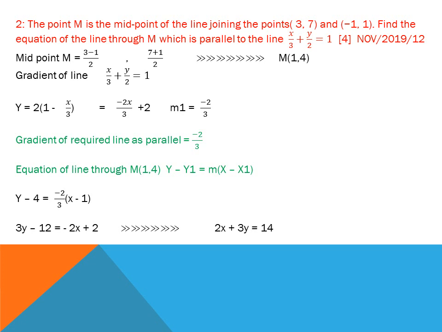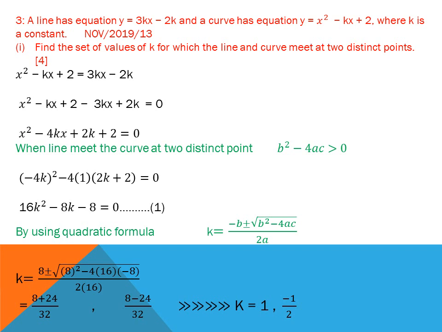So y minus y1 is equal to m into x minus x1, y minus 4 is equal to minus 2 by 3 into x minus 1. When I simplified this equation, I find the final answer 2x plus 3y is equal to 14, which is the equation of line passing through M.